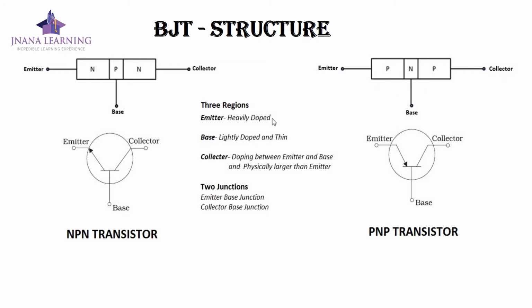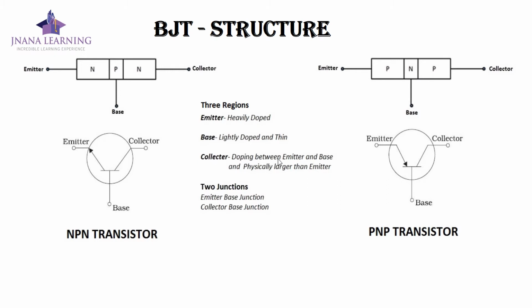the N region. And the base region is lightly doped and thin, and its function is to pass the electrons or holes to the collector, that is electrons in the case of an NPN transistor and holes in the case of a PNP transistor. And the third region, that is the collector.